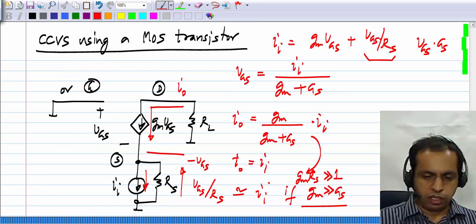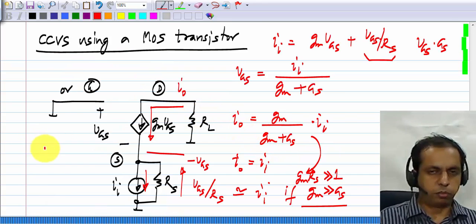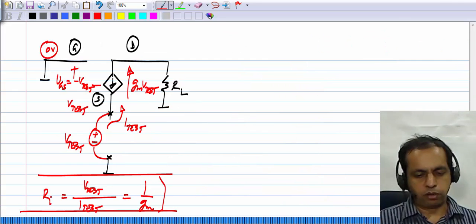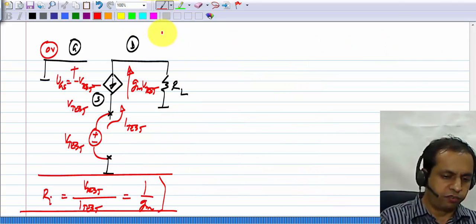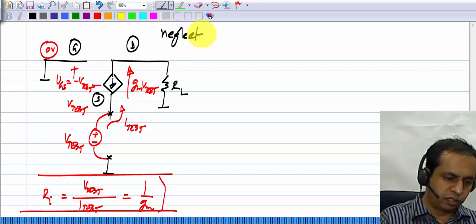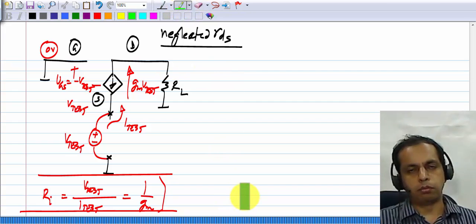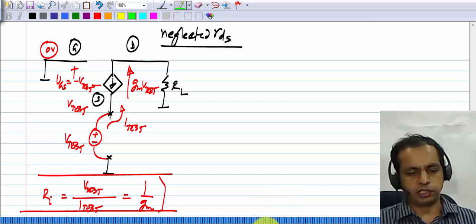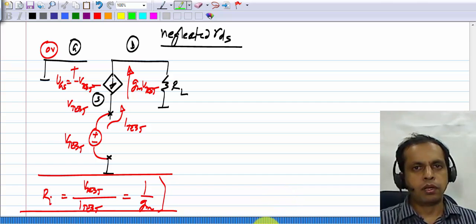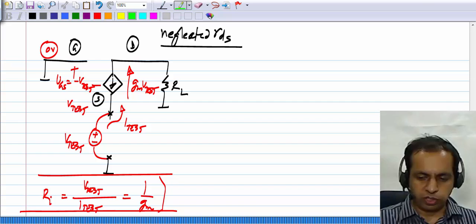Notice that in both the calculation of the gain I naught by II and in the calculation of the input resistance, I have neglected RDS, because including RDS it will change the expression, but assuming that RDS is quite large, it doesn't make any qualitative changes, so I've ignored that. The last thing we have to evaluate is the output resistance.